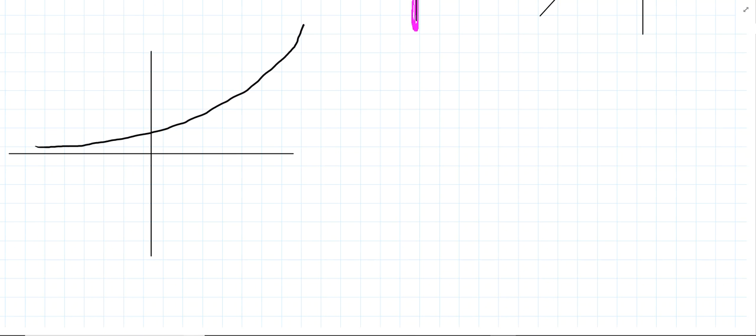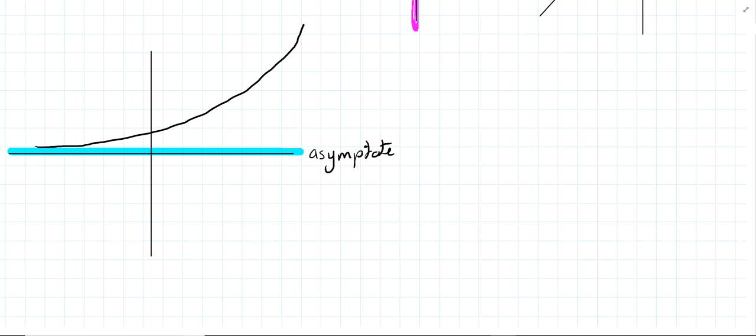What is this line called? That's an asymptote. In this case, that is the asymptote. It's not always the axis. Sometimes it could be higher or lower.